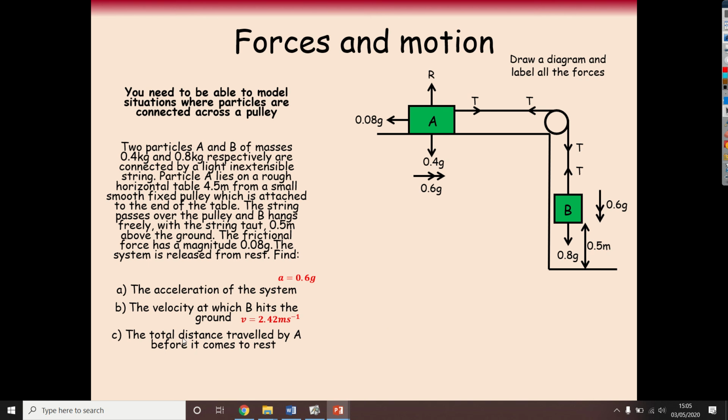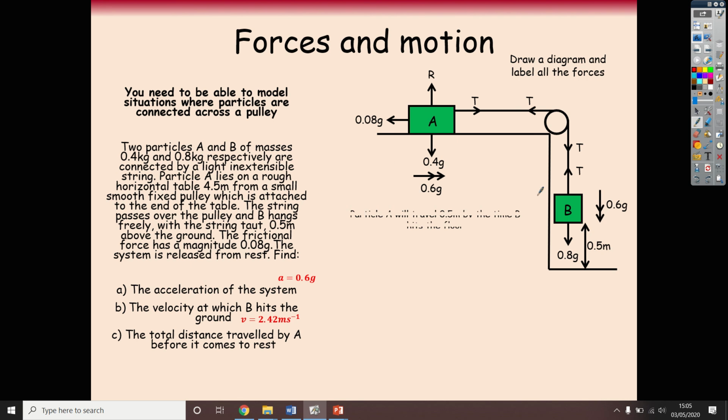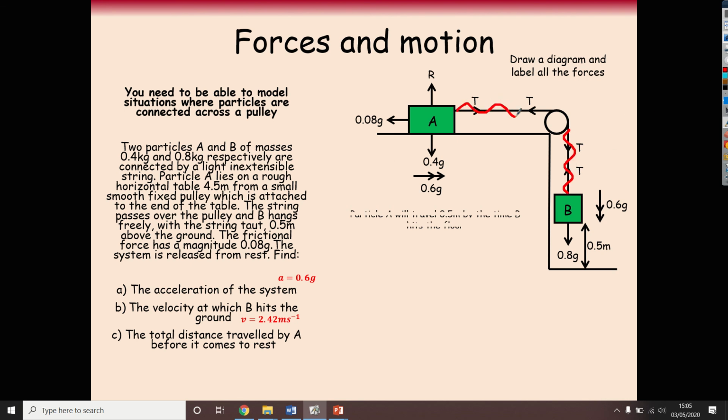Then finally, this is talking about particle A now. The distance travelled by A before it comes to rest. So what's going to happen is things are going to change once B hits the ground. Okay, B's accelerating towards the ground. When it hits the ground, the effect on the string is that it's going to become slack. So you've got to imagine now that this string is slack, which means that the tension pulling it along is going to be 0. Okay, so we're going to get rid of this T when we do our calculation.